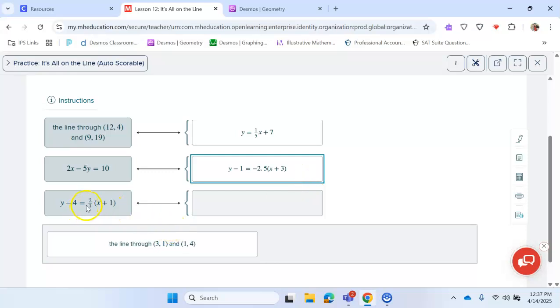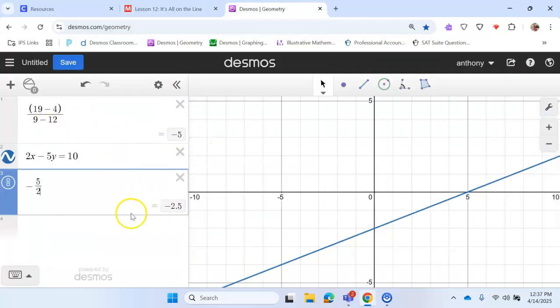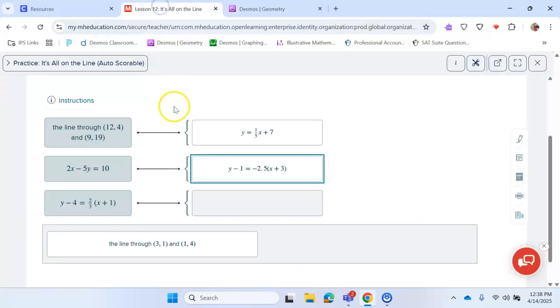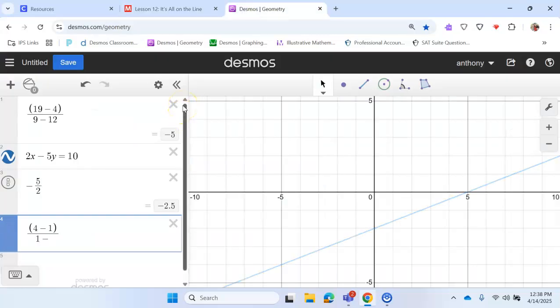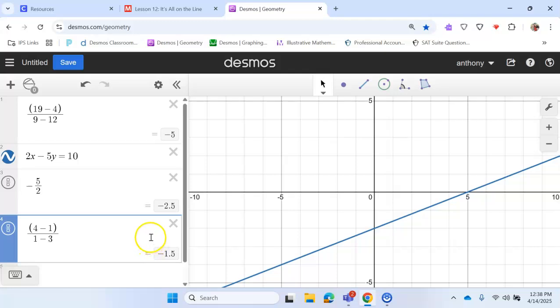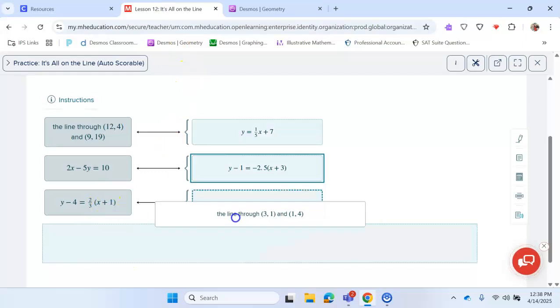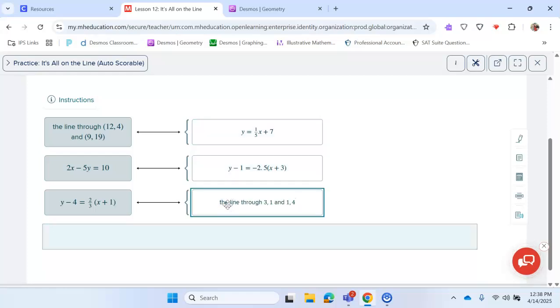The last one has a slope of 2/3. Its opposite reciprocal would be -3/2. So 4 minus 1 is 3, and 1 minus 3 is -2. So the slope is -3/2, which is the same as -1.5.